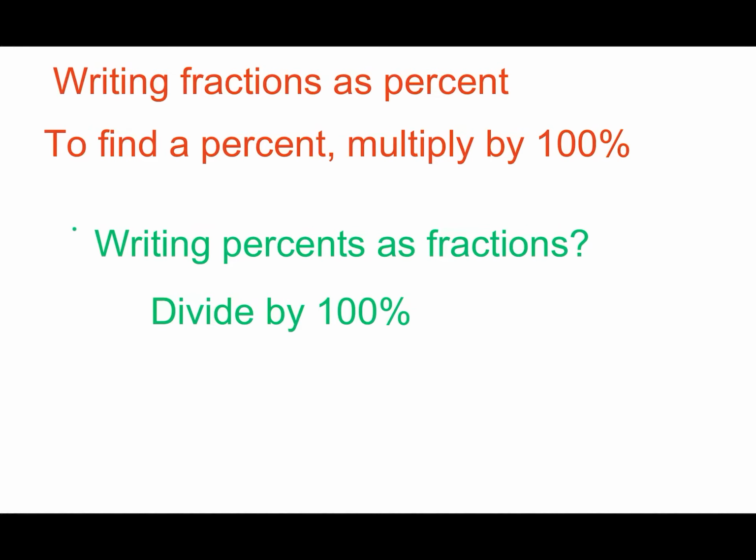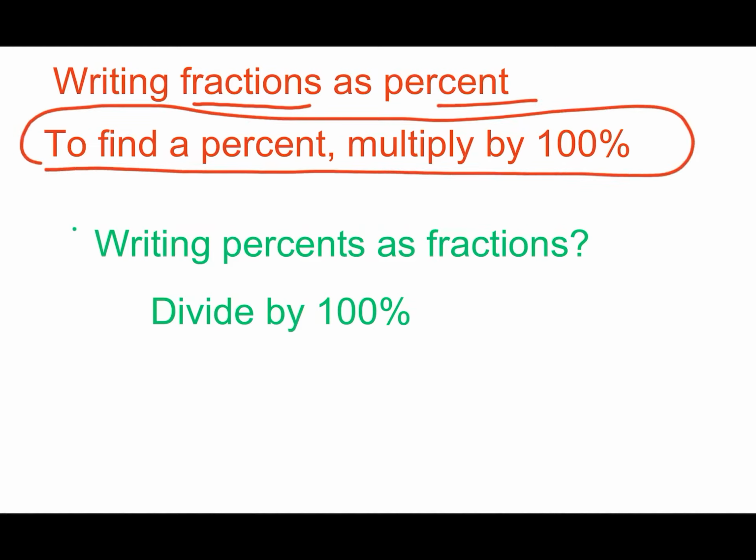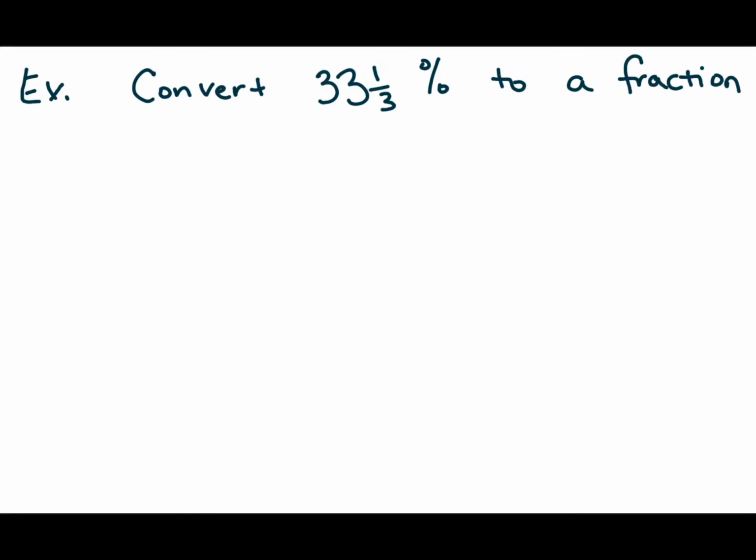Now, the second part of this lesson, this is kind of a long lesson. It's writing percents as fractions. So this is review here. What do we do when we turn a fraction into a percent? Well, remember this little maxim that you learned: to find a percent, you multiply by 100%. And now we're just doing the opposite. We're going to find a fraction from a percent. All right? So we're just going to do the opposite. We're going to divide by 100%. Let me show you how this works.